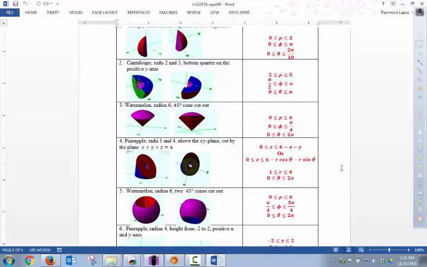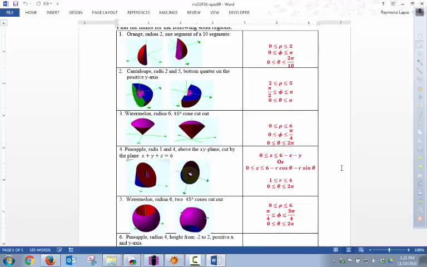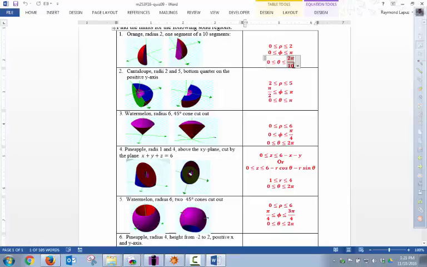Does that all look familiar? You got rho. So this is the 10 segments. I'm only taking a look at one segment. So the whole thing is 2 pi. You divide that by 10, and then you get one of those segments. So that's the theta. The cantaloupe is in the bottom. So the phi goes from pi over 2 to pi. This is fairly easy, right? Just goes down at a 45-degree angle from the positive z-axis.